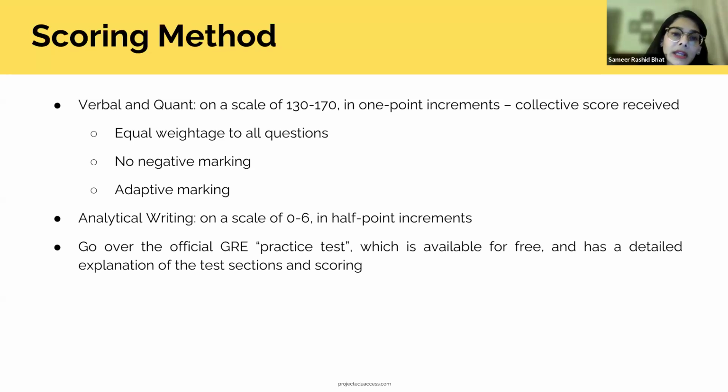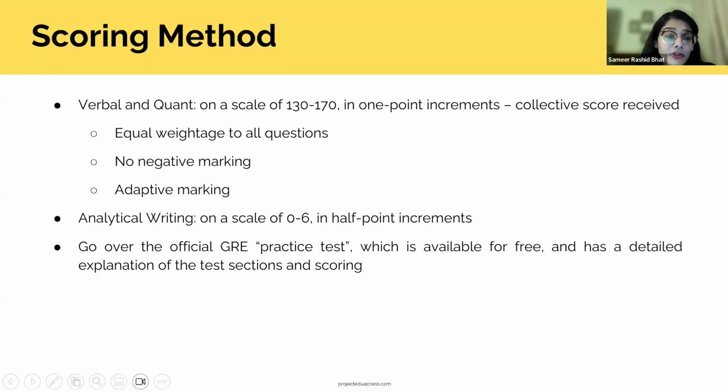And then, right, with scoring, there's equal weightage for all questions. There's no negative marking, which is why I think if you have a rough guess or something, that might be a better option than leaving a question out entirely. And if you have a vague idea, you think you're correct, just do it. And adaptive marking, we've already talked about. For analytical writing, the score is on a scale of 0 to 6.